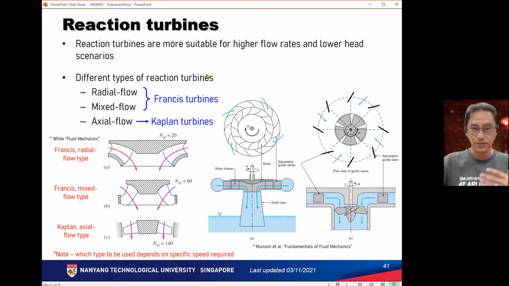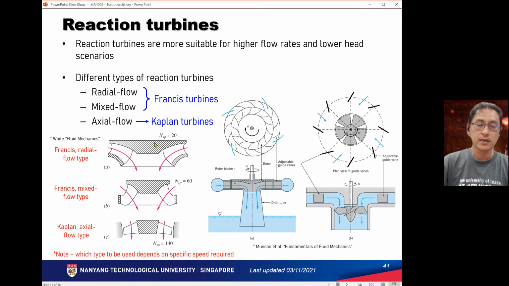And just like pumps, we have radial flow type reaction turbines, mixed flow types, and axial flow types. Typically, the radial and mixed flow type reaction turbines are sometimes called Francis turbines. They look something like this. As you can see, the water enters the turbine radially before undergoing a change in direction. For the axial flow, the water or any fluid enters the turbine more or less in an axial manner throughout. As you can see over here, there's not much turning of the flow, unlike the radial flow type.